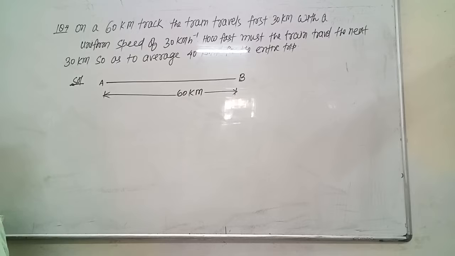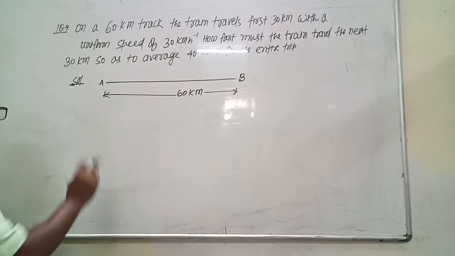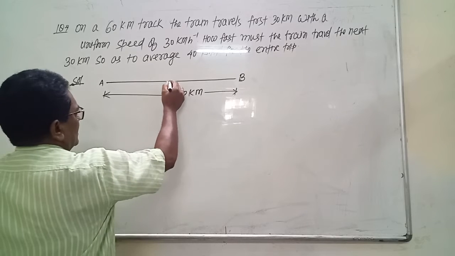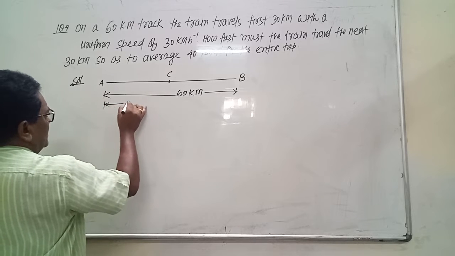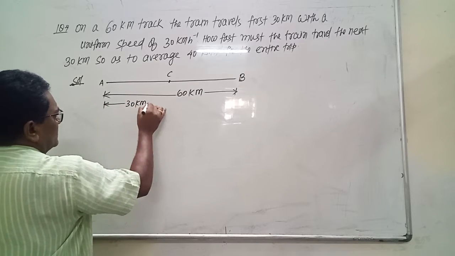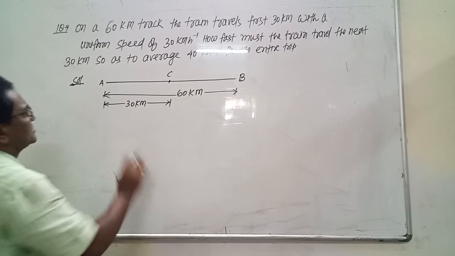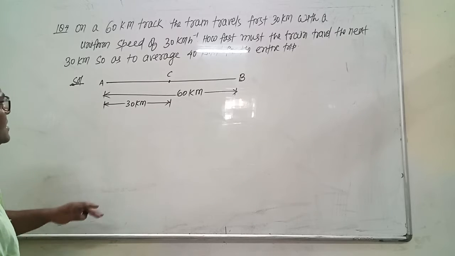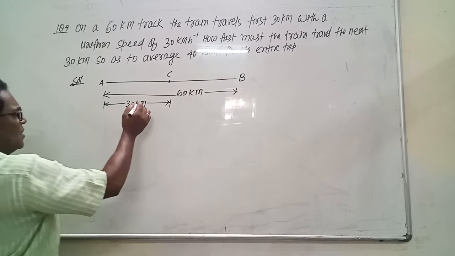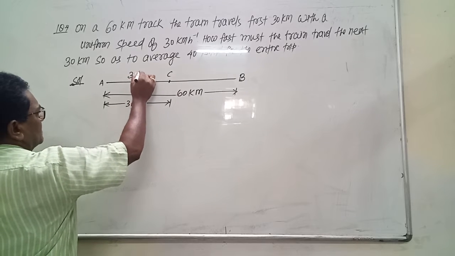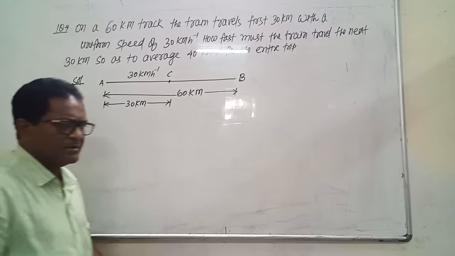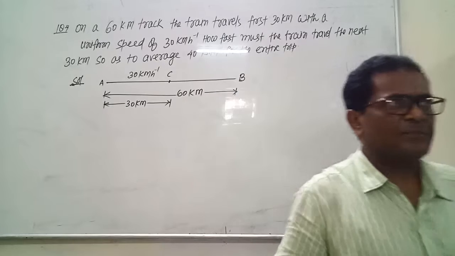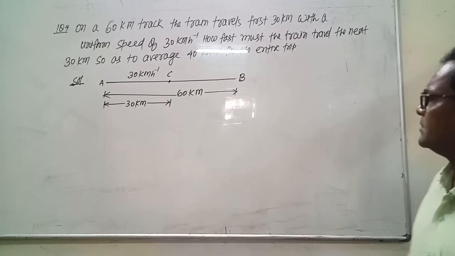The train travels the first 30 kilometer with a uniform speed of 30 kilometer per hour. The first 30 kilometer distance, distance AC, is covered with a uniform speed of 30 km per hour.